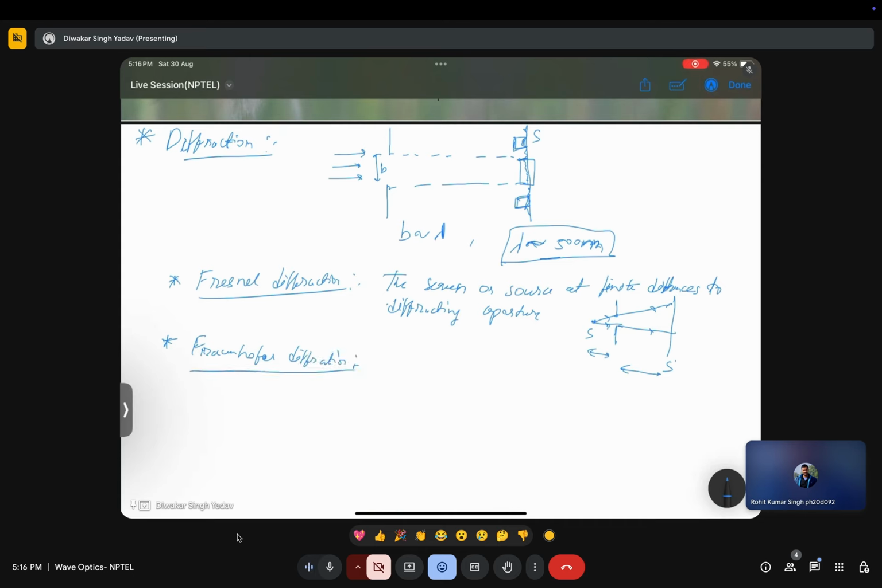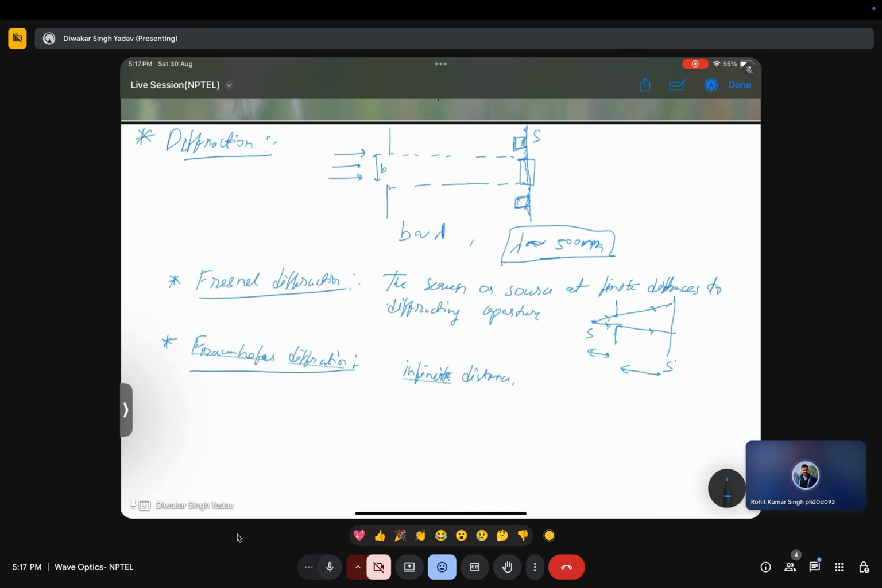Now here both these distances are infinite. Now what does infinite mean? We cannot have infinite distances in our laboratory, right? Infinite means the light rays should be parallel. The light rays arriving at the slit should be parallel.